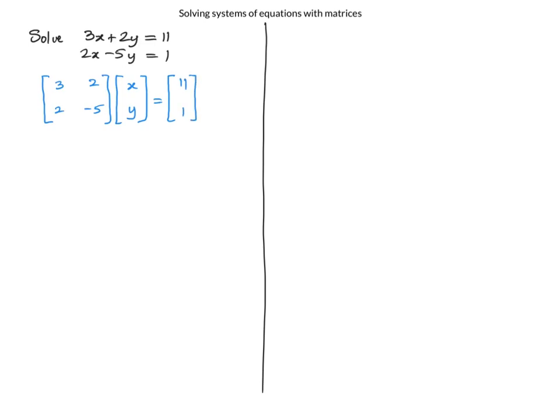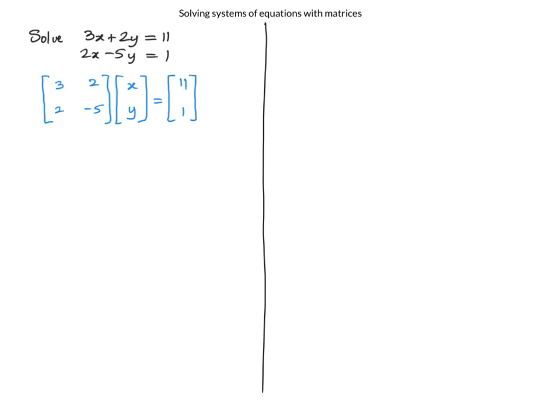Now what I've done here is I've taken all of these coefficients, the 3, the 2, the 2, and the negative 5, and I made a coefficient matrix. And then I've taken the x and y and I made a column matrix out of it. The reason I had to do a column matrix is so that this is a 2x2 and this is a 2x1, so the dimensions in the middle match. I couldn't do this as a row matrix. It had to be a column matrix.